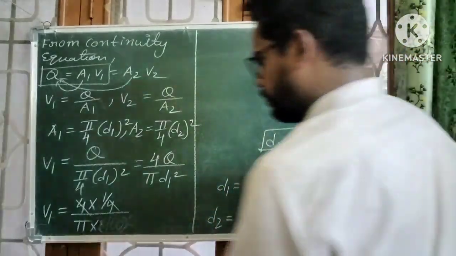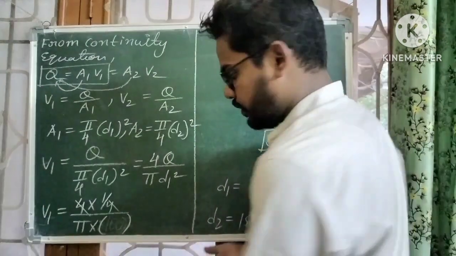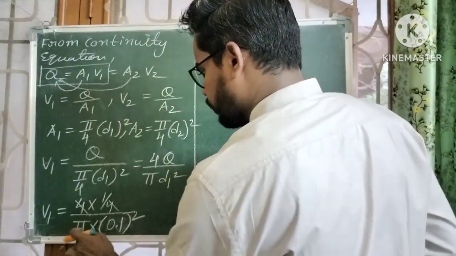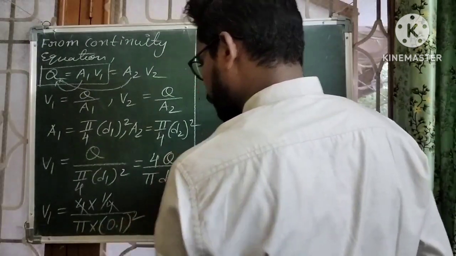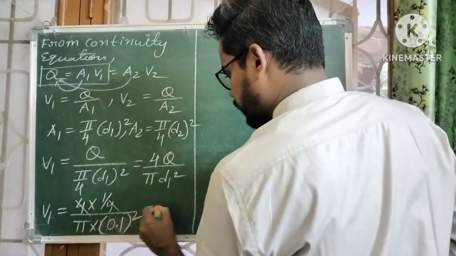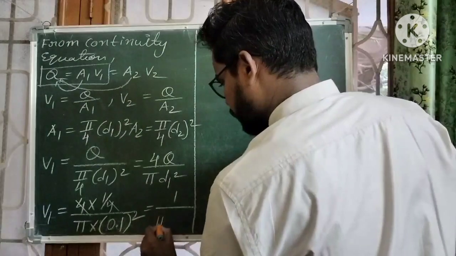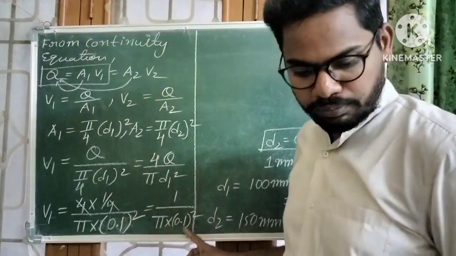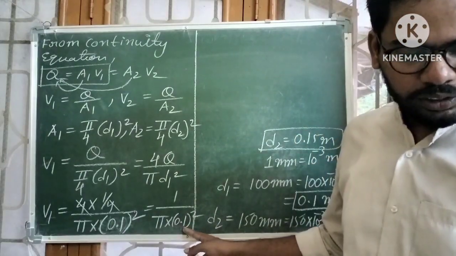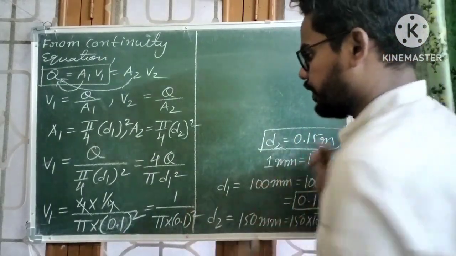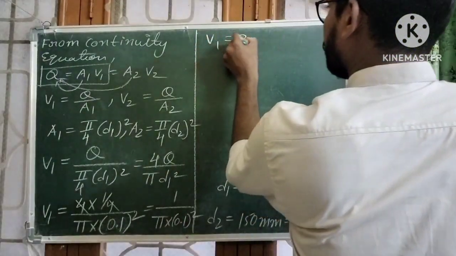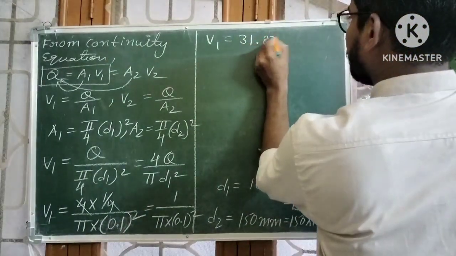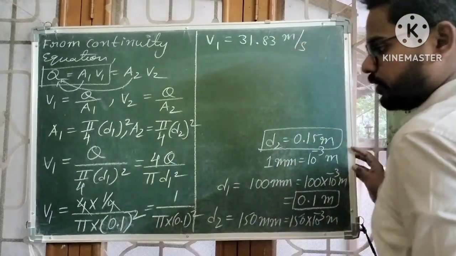So first of all, we converted mm into meters. Here 100 mm means 0.1 meters. So pi into d1 square means 0.1 whole square. So anyhow you will get 1 by pi into 0.1 whole square. If you calculate this value, you will get v1 as 31.83 meter per second. So this is the v1 value.